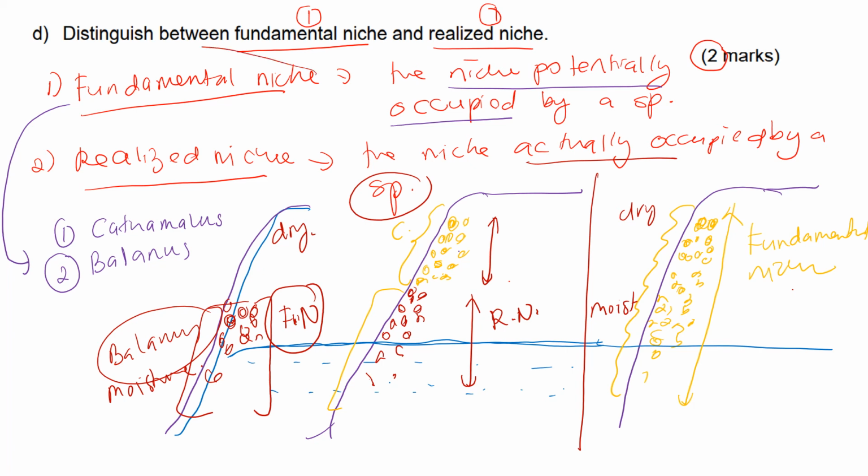So basically, fundamental niche is when the niche of a certain species is fully occupied without the presence of competition from other species. As for the realized niche, it occurs when there is presence of competition posed by another species.